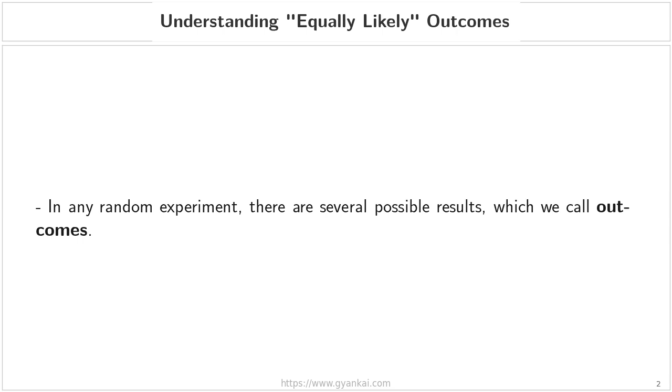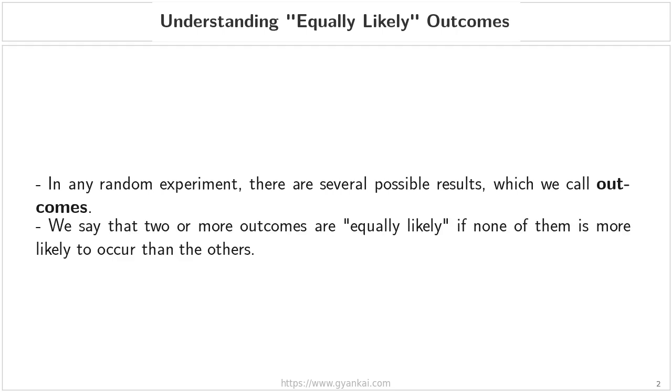Understanding equally likely outcomes. First, let's look at the terminology. In any random experiment, whether you are flipping a coin or picking a card, there are several possible results that could happen. In mathematics, we refer to these individual results as outcomes.